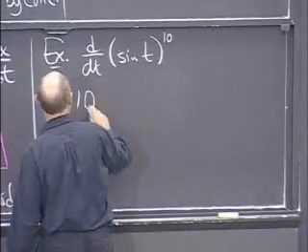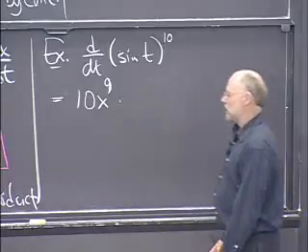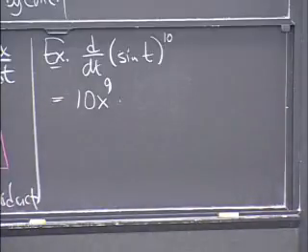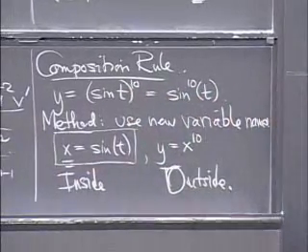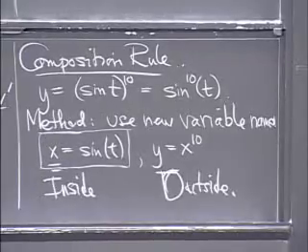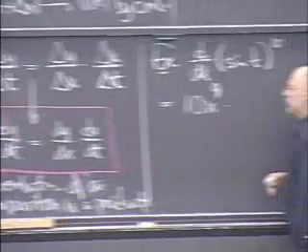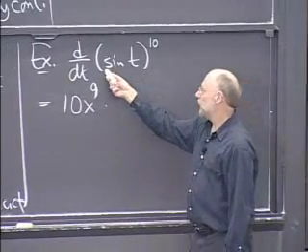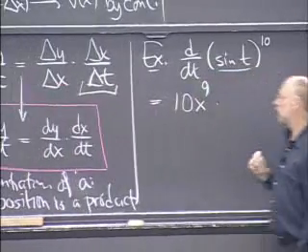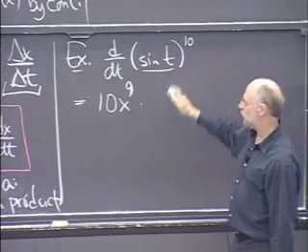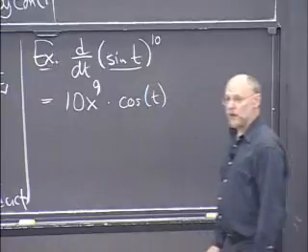So I get 10x to the 9th power. I'm using, in this account, this newly introduced variable name x. So the derivative of the outside function is 10x to the 9th, and then here's the inside function, and the next thing I want to do is differentiate it. So what's dx dt? The derivative of sine t, all right, that's cosine t. That's what the chain rule gives you.